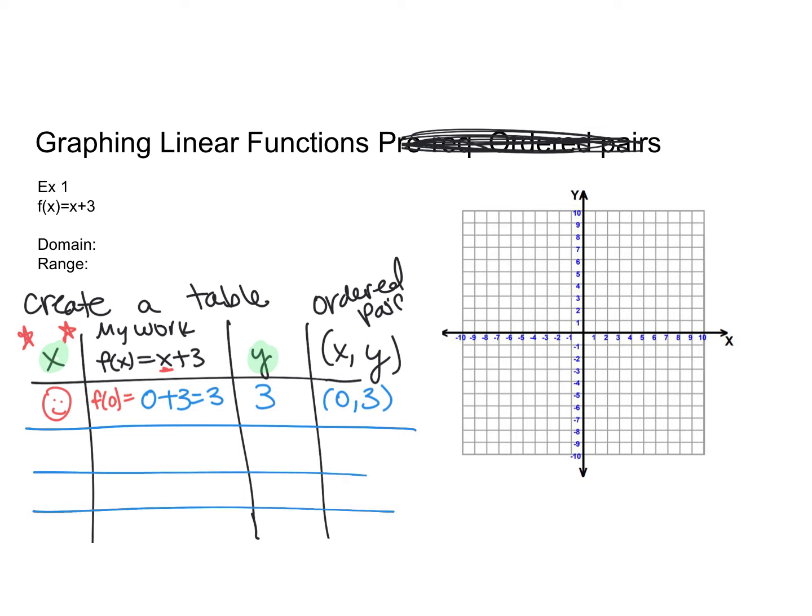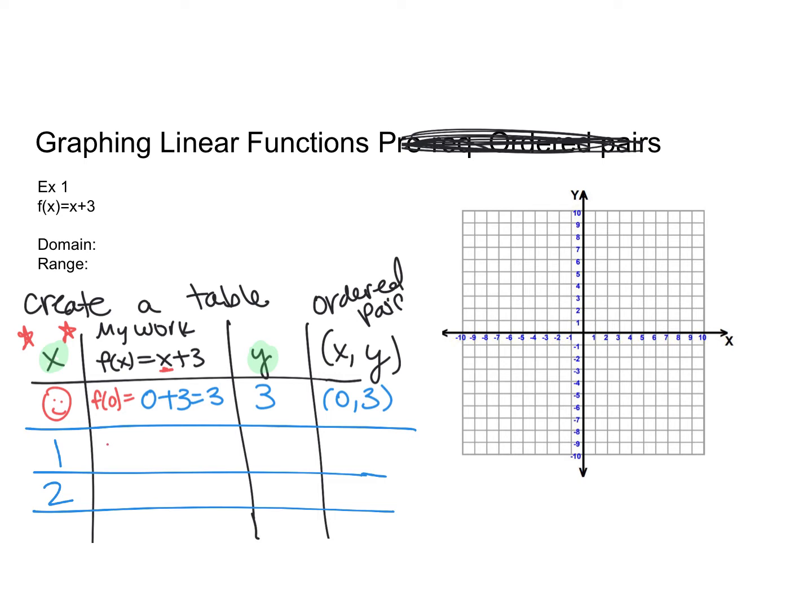Now, let's pick another value. Show me with your hands what value you want me to do next, because it's your choice. Okay, I see a 1. Thank you. 1 is a great answer. 2 is a great answer. Okay, so let's do 1 and 2, which is actually what I had on my paper, so that's great.